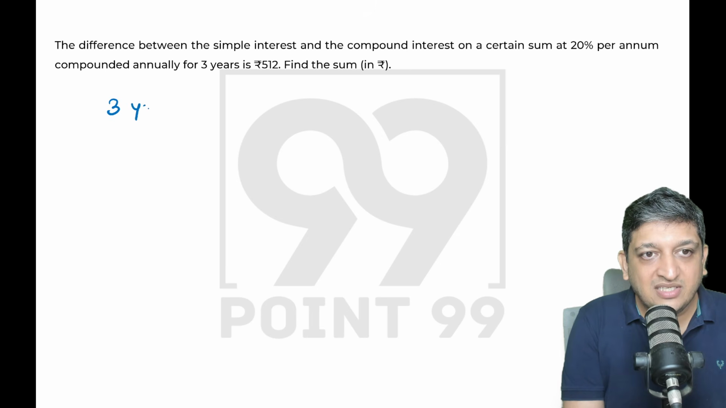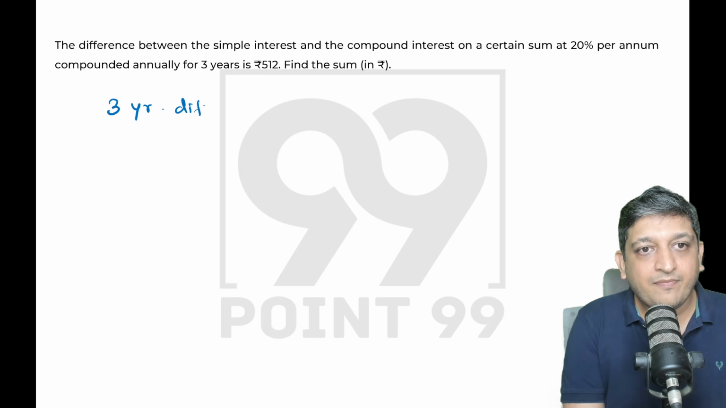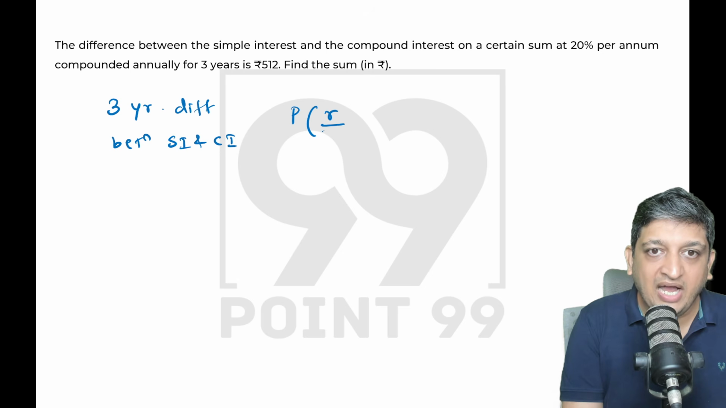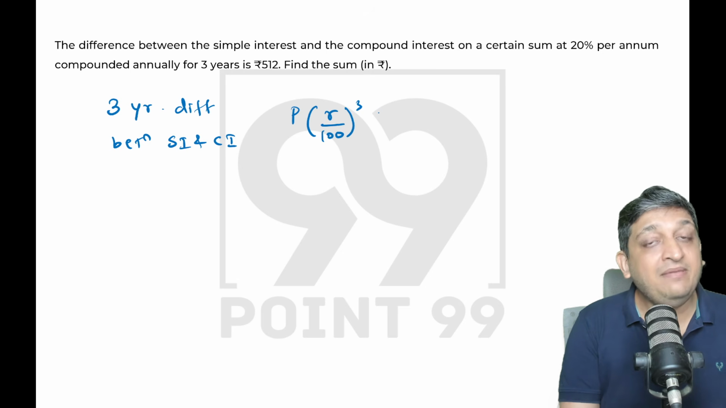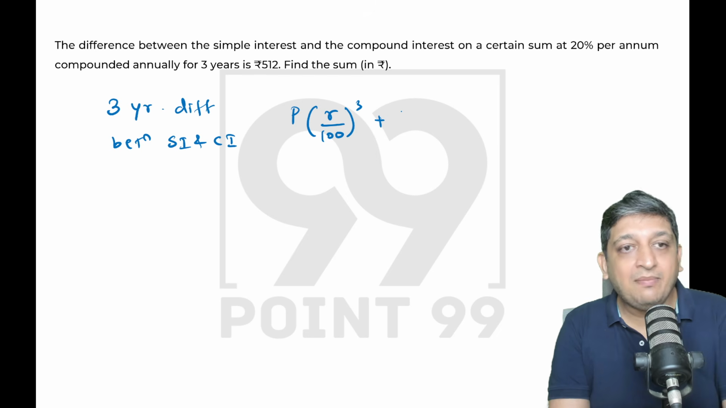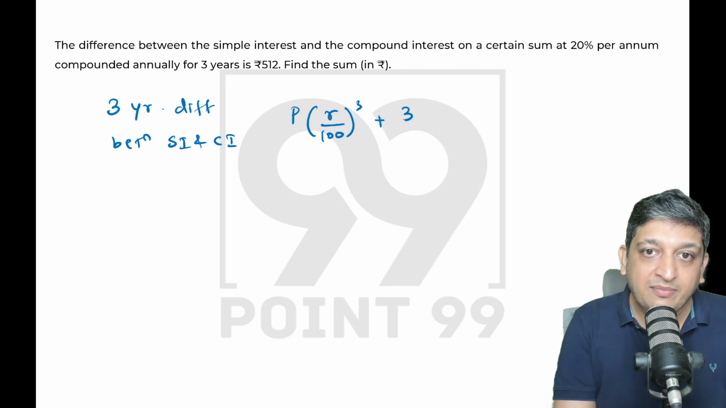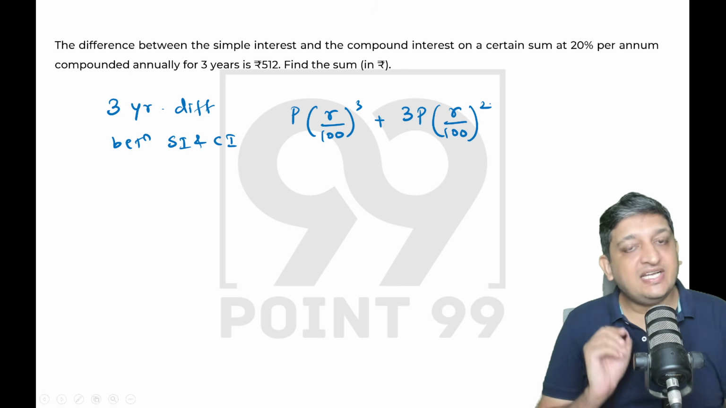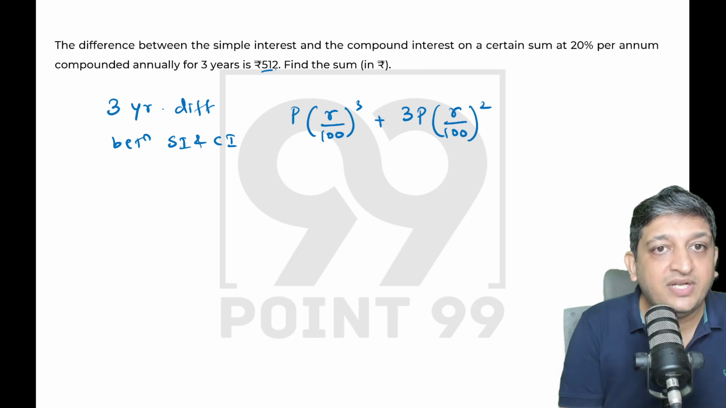We know that the 3-year difference between SI and CI for the same principal is going to be P into R by 100 the whole cube. As I said, P R cube plus 3 into P into R by 100 the whole square. So I am going to get 3P into R by 100 the whole square. Now that is the gap. But I know that the difference is 512. So I'll just say it is 512.